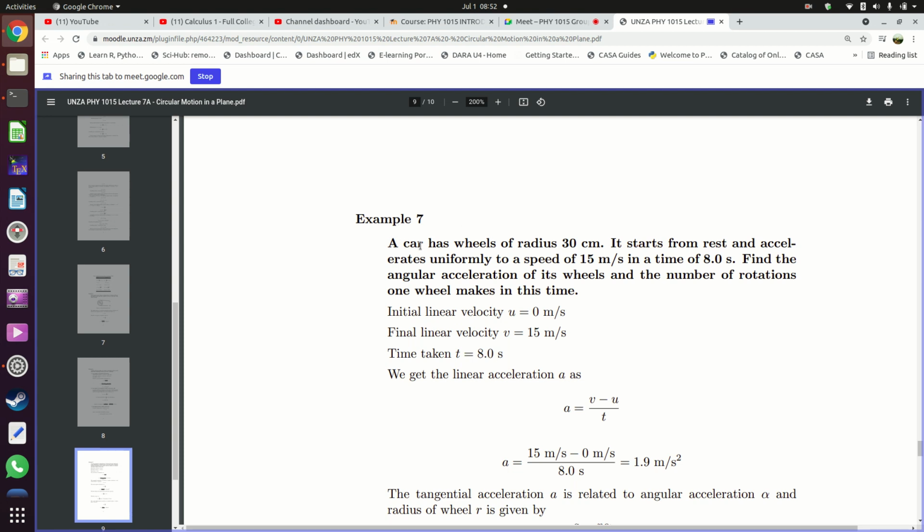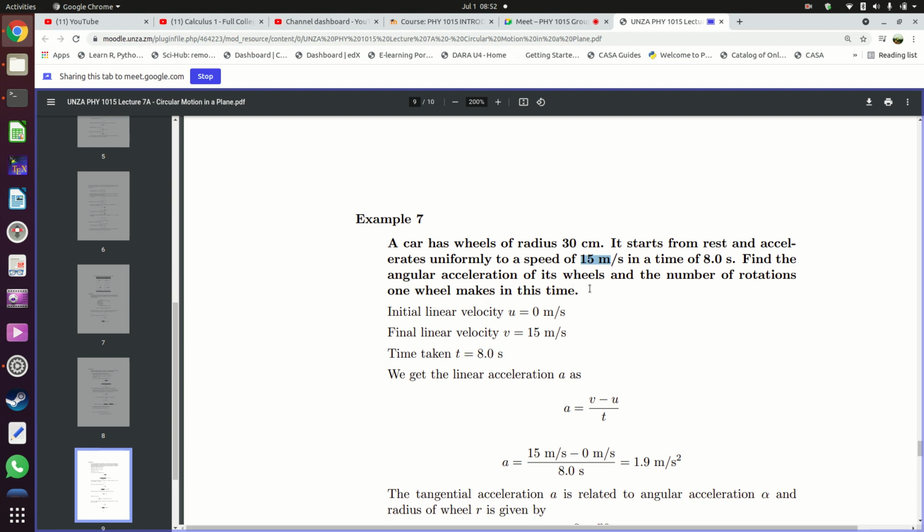So 7, a car has wheels of radius 30 centimeters. Now, I must say this radius of 30 centimeters is unusual, unless maybe it's a very big thing. Typical radii of cars' wheels are 14, 15, 17. But fine, 30 centimeters. It starts from rest and accelerates uniformly to a speed of 15 meters per second in a time of 8 seconds. Find the angular acceleration of its wheels and the number of rotations one wheel makes in this time.